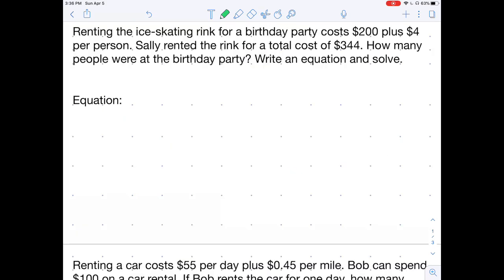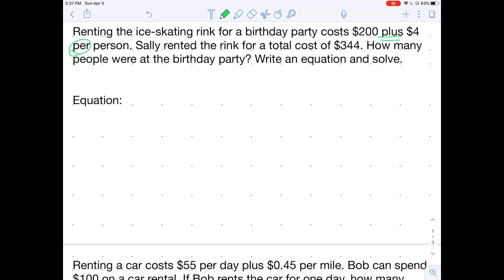Let's look at another example. Okay, so renting the ice rink for a birthday party costs $200 plus $4 per person. So plus and per person are important there. Sally rented the rink for a total cost of $344. How many people were at the birthday party?